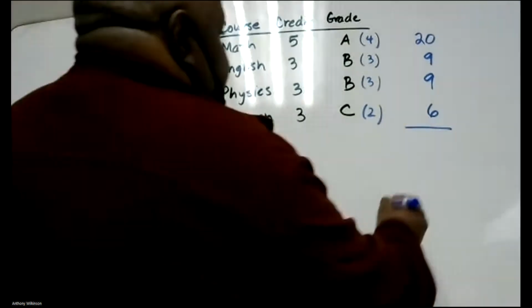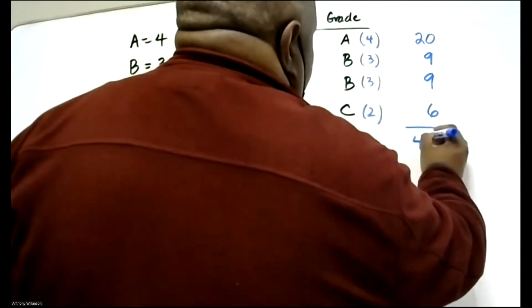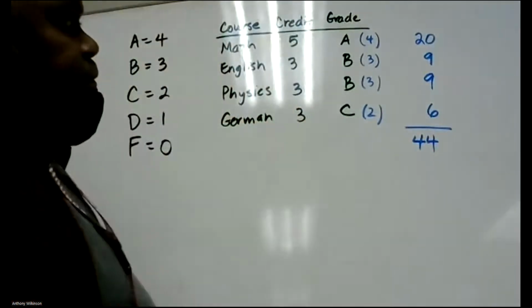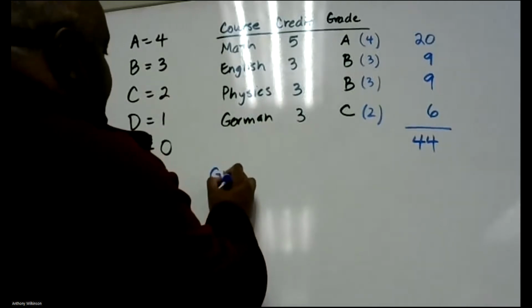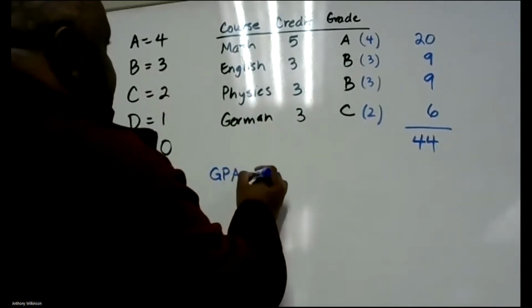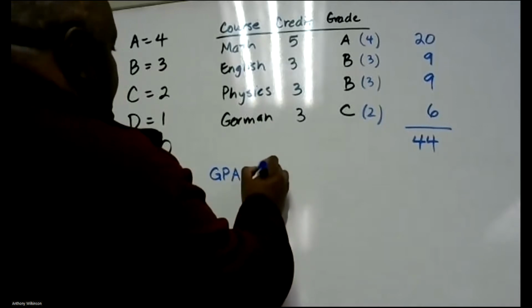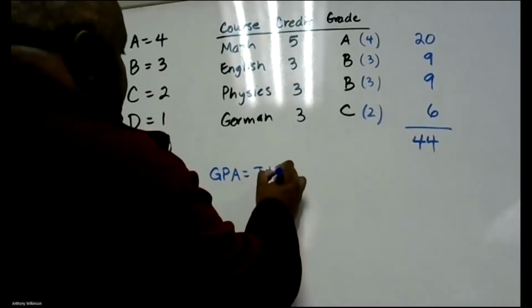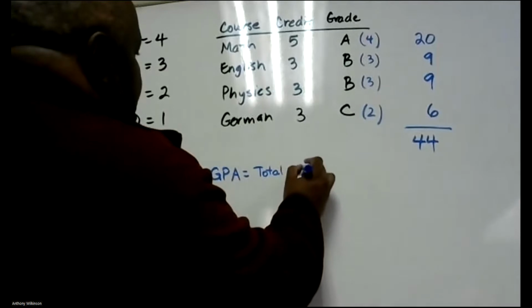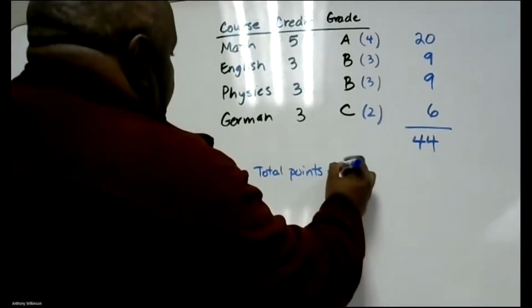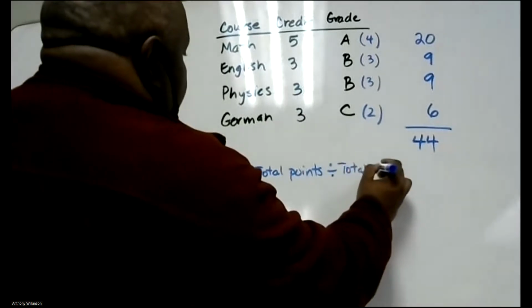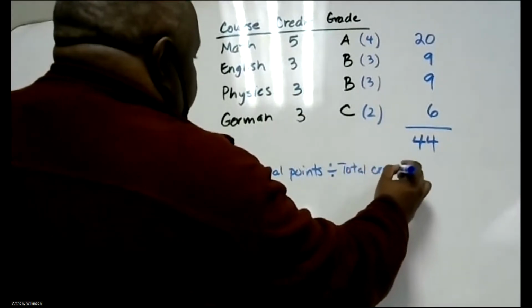That's going to give me how much? 34. Okay, now to find the GPA, or the grade point average, it's going to be total points divided by the total credit hours.